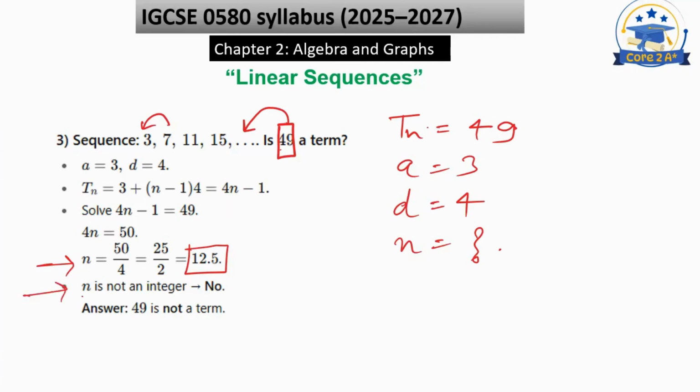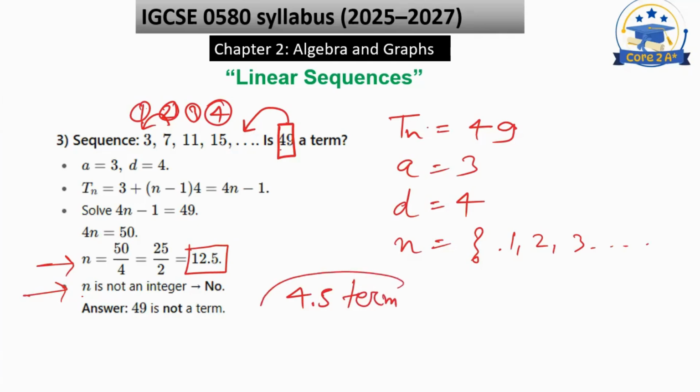So n is not an integer. n must be an integer. It could be 1, 2, 3, a proper number. Why? Because it is a sequence. This is the first term, second term, third term, fourth term. Can we write a fifth term? Can you find what the 4.5th term is in this sequence? No, never, not at all. Can you find the 2.1 term? No. n must be an integer, right?